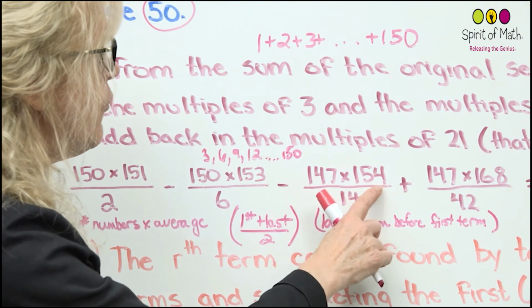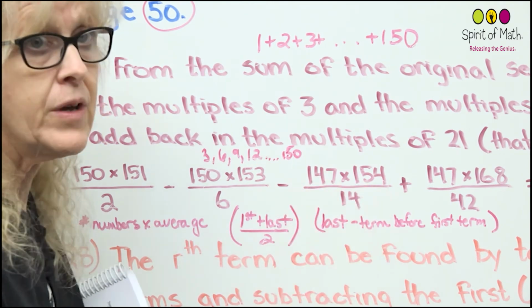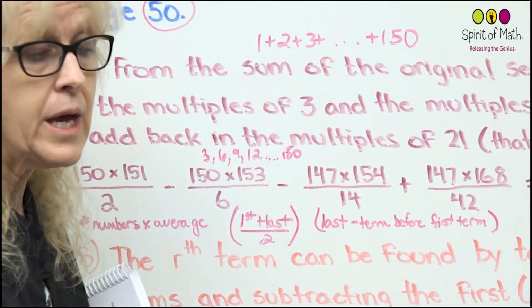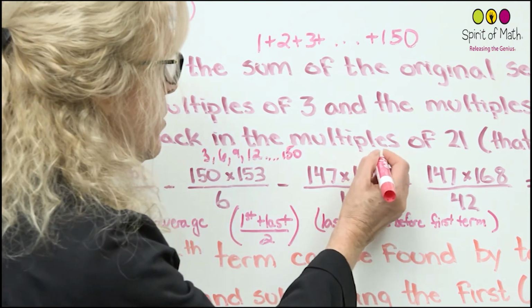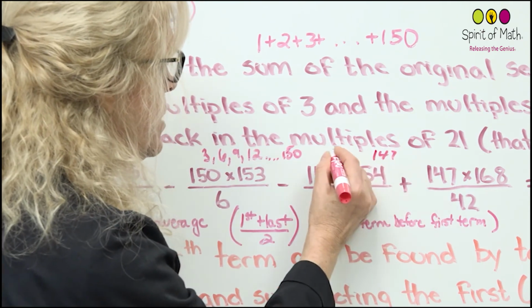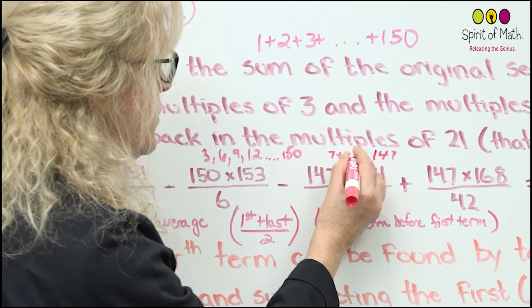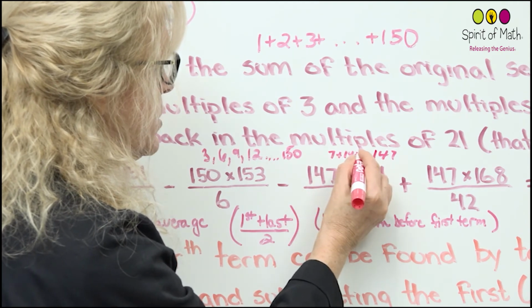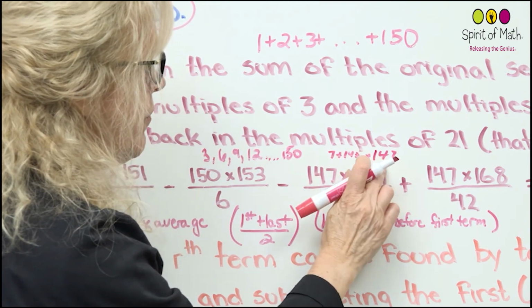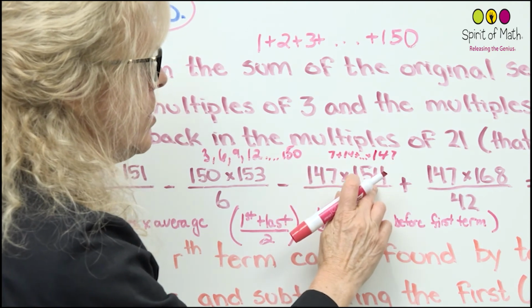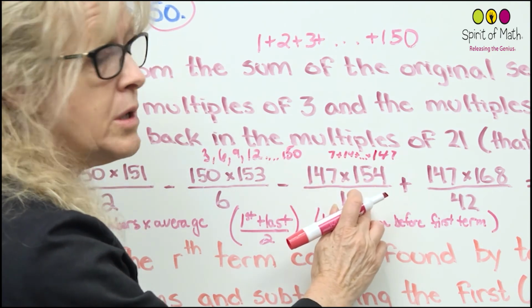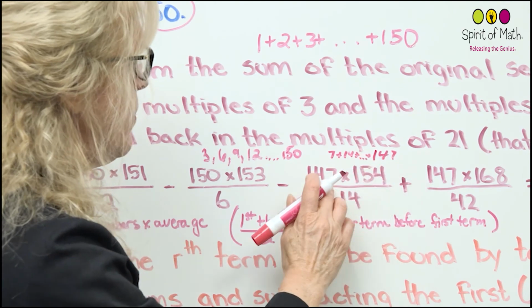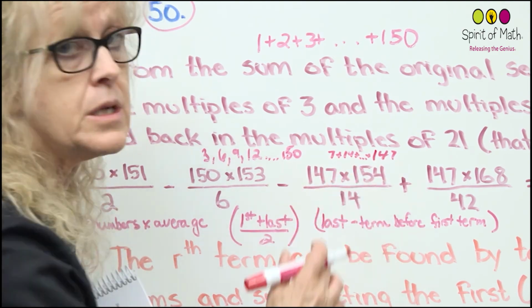Now, 154 is 147 plus 7. Because the last number is 147, and the first number is 7, followed by 14, then 21 and so on, 147 plus 7 is 154, divided by 2 gives you the average. And then you have 147 divided by 7 also here, and that's included.